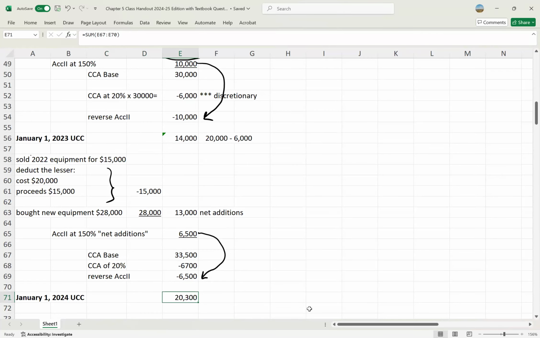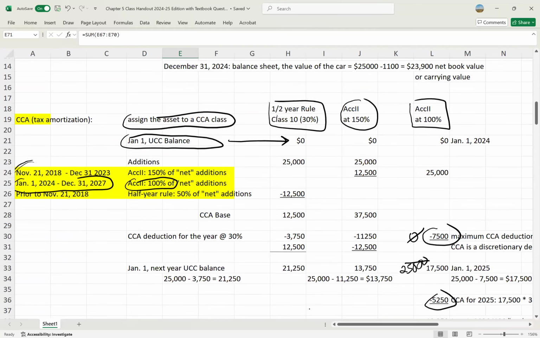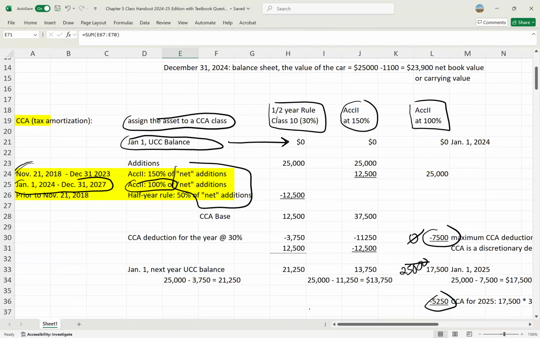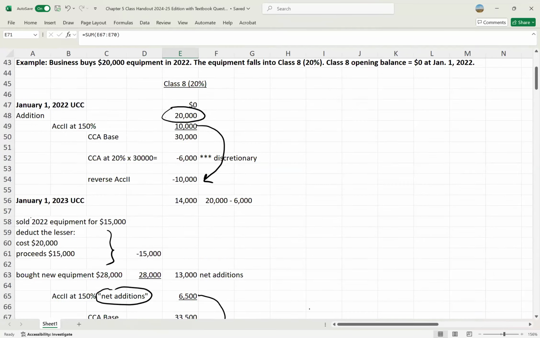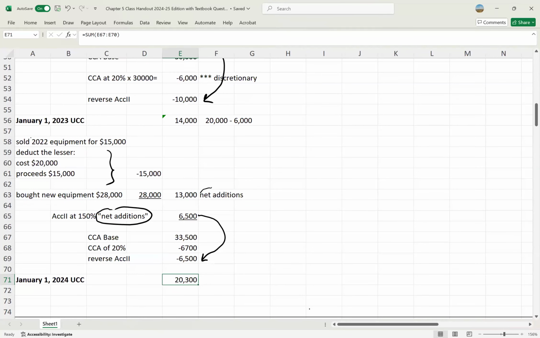So I wanted to just show you that whenever we have the half-year rule or the accelerated investment incentive, it only applies to what we refer to as the net additions. And I did put that wording up here as well. It only applies to the net additions. But I wanted to go through this more simple example first, where we didn't have any dispositions, and then show you what I mean by this concept of net additions.